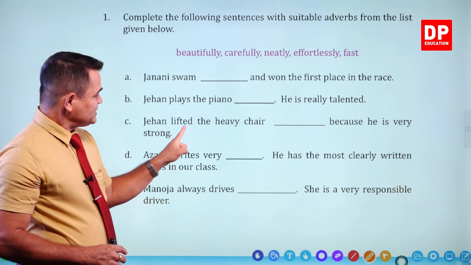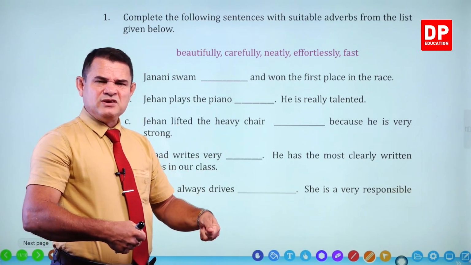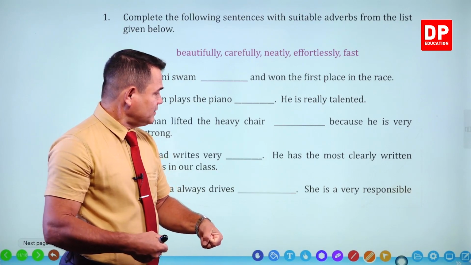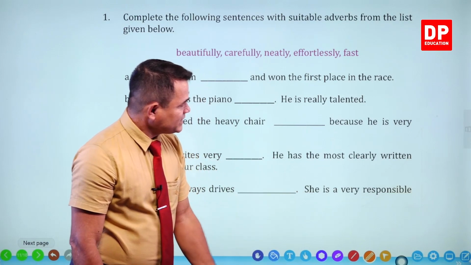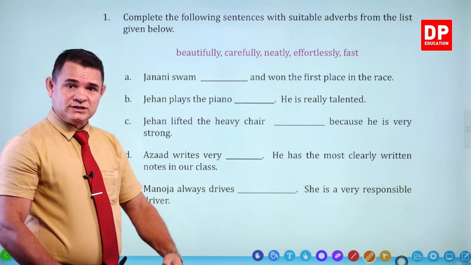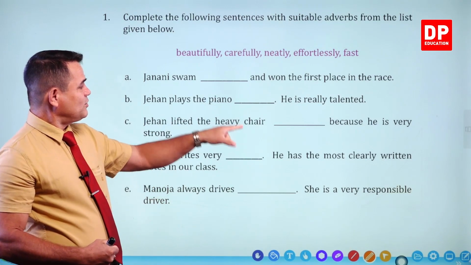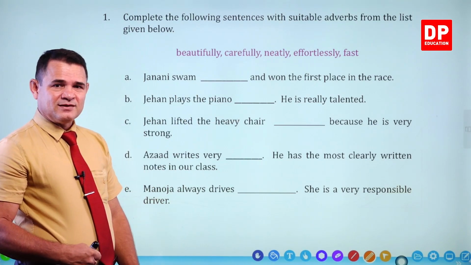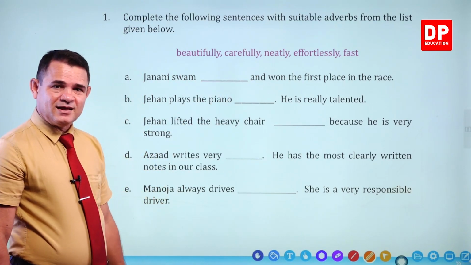Jehan lifted the heavy chair. Lifted. එසෙව්වා. Heavy chair. බර පුටුවක්. කොහොමද? Use one of them. Because he is very strong. හරි ශක්තිමත්. කොහොමද එසෙව්වේ? Find the suitable adverb.